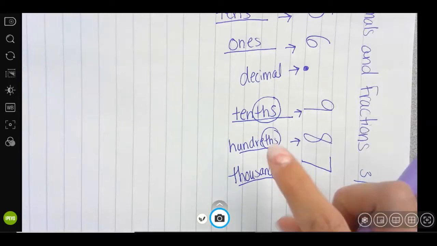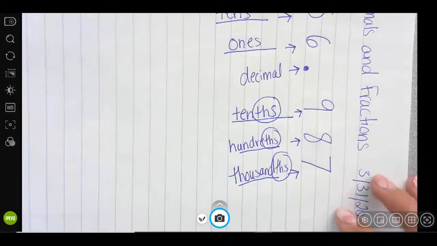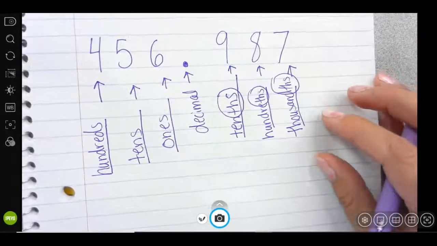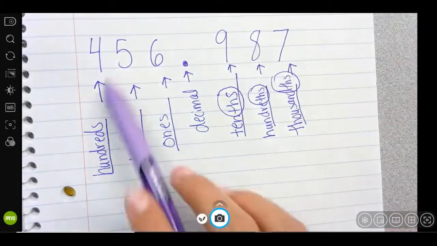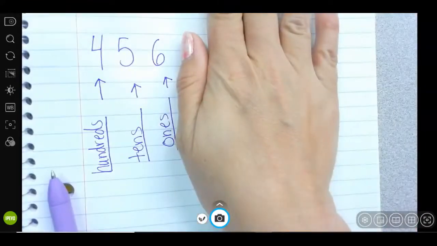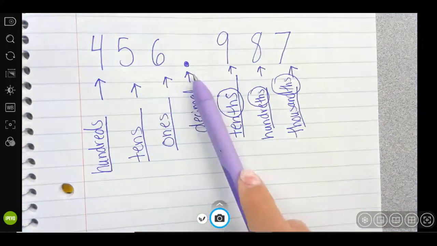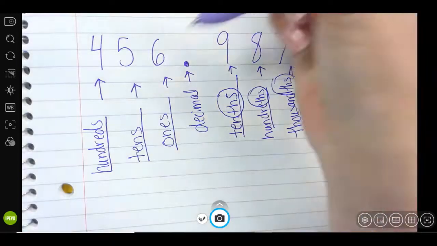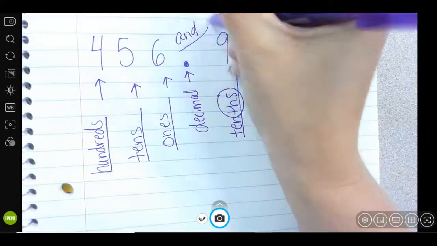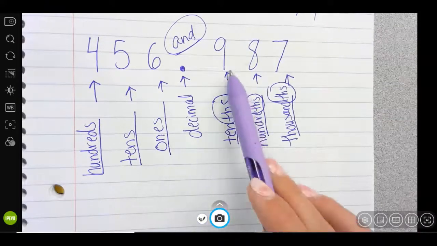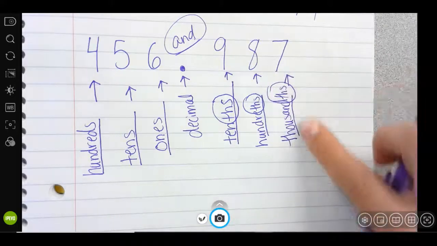Give me a thumbs up if you guys got this part. Okay, so I'm going to flip my paper back around. So I would say this number here, 456, right? Do you guys agree? 456? Yes. Okay. When there's a decimal, you say the word "and," which is strange in math because normally we don't. So you would say 456 and 987 thousandths.